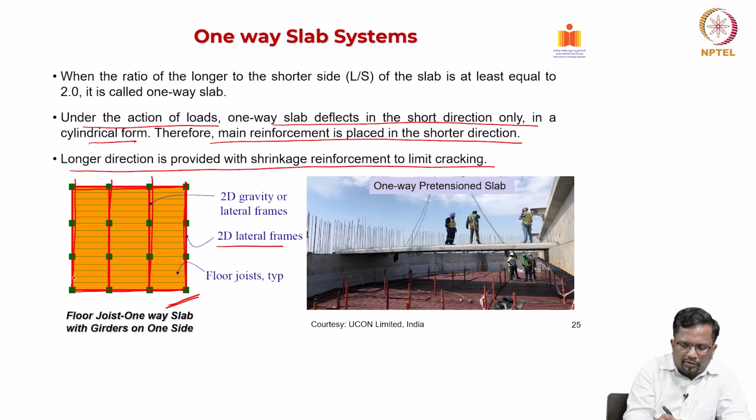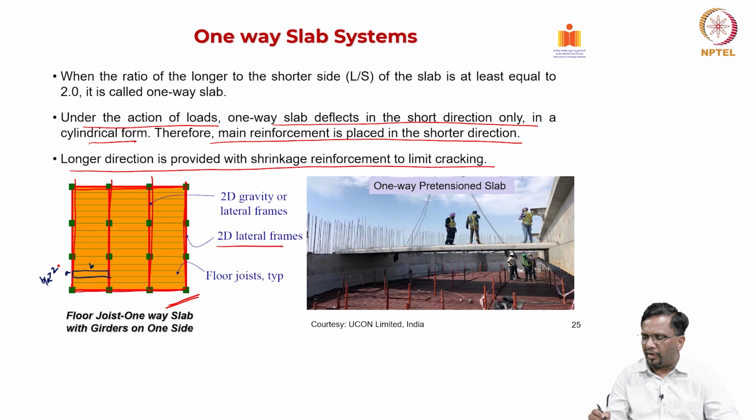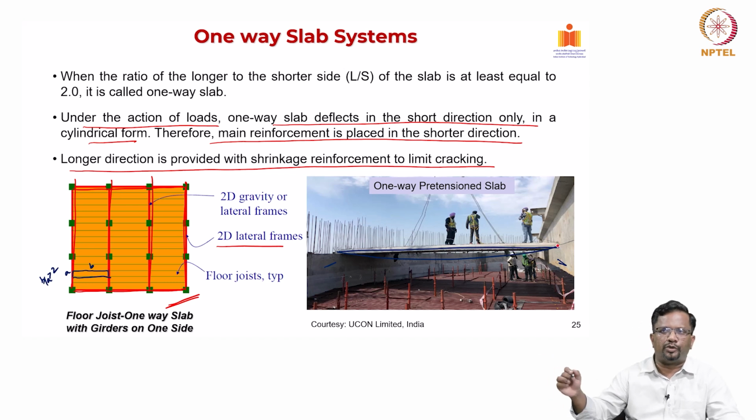So, for example, this is a one-way slab, and as you can see, this is B and this is A. Definitely B by A is greater than 2, right. So, it is going to be a one-way slab like what you see here. This is your support and this is your support, and you can see the distance over which it is spanning is quite high. So, it is going to bend like this, right. It is a one-way bending, so predominantly it is going to bend between the supports, right.